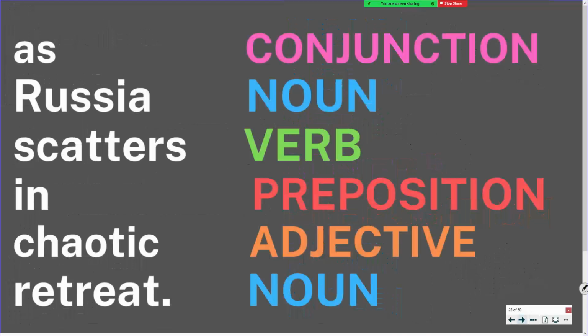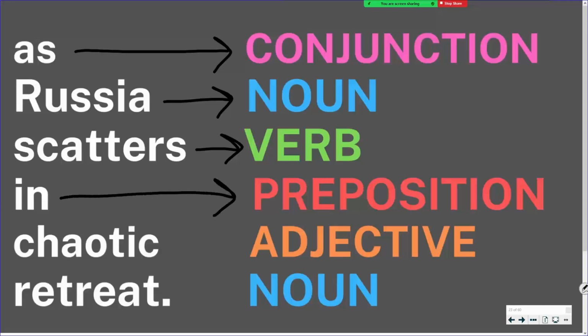As is a conjunction. It's a combining word. Russia is a noun. It's a place. Scatters, great word, is a verb. In, preposition. And then adjectives. Remember, adverbs modify verbs. Adjectives modify nouns. So they always come in pairs, right? I can't use the word chaotic unless I have a word that describes what is chaotic, right? In this case, it's retreat. So you can retreat in an orderly way.